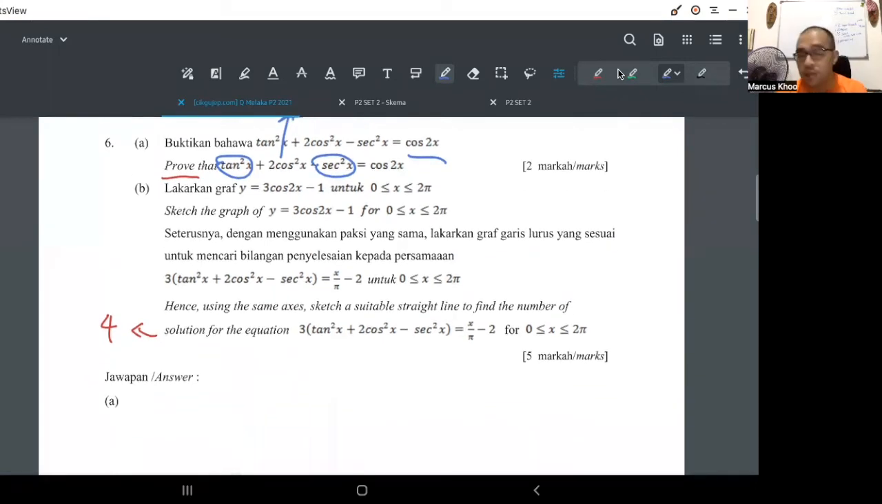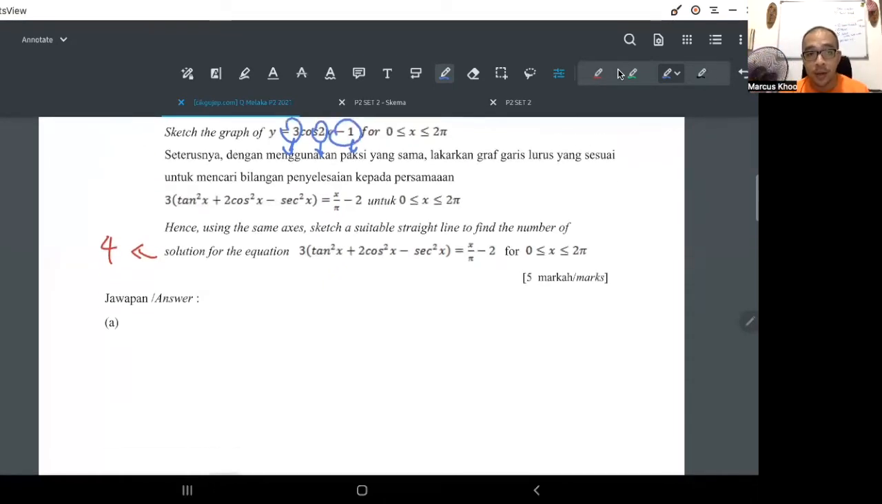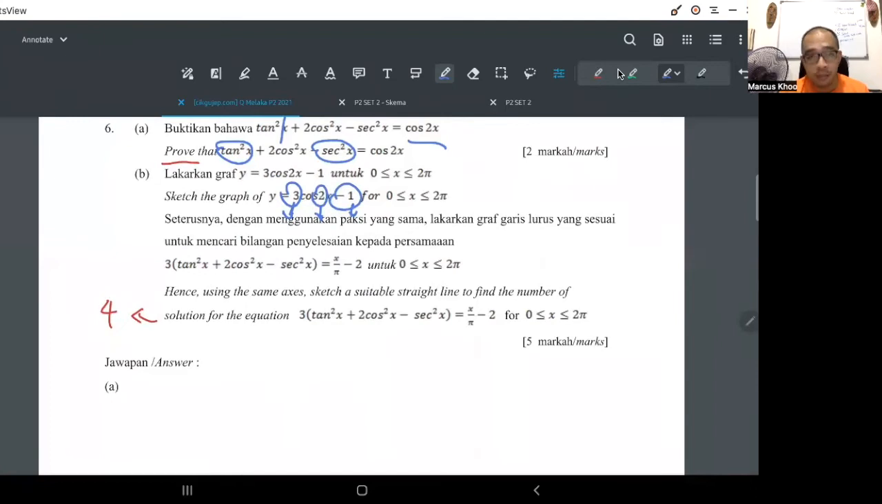Of course, sketch the graph of 3 cos 2x minus 1. Every number here plays a very important role. Okay, this one is the amplitude, highest and lowest. 2 means in 360 degrees is 2 cycles. -1 means everything goes down 1 step. Okay, let's draw first without the -1.